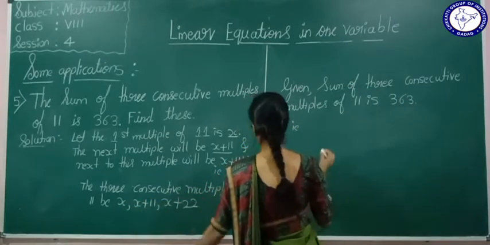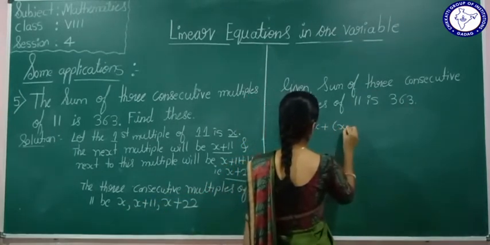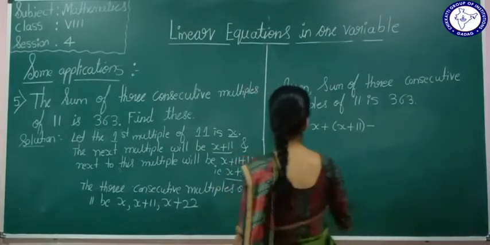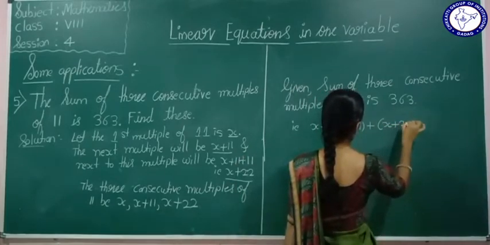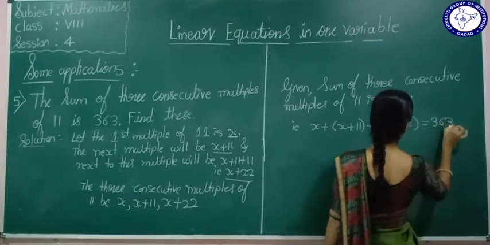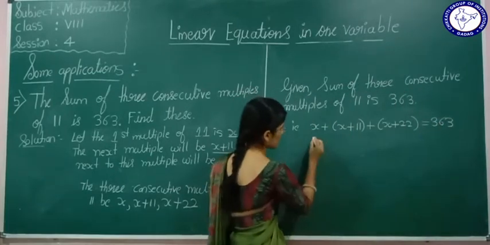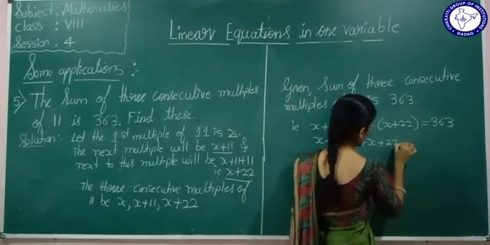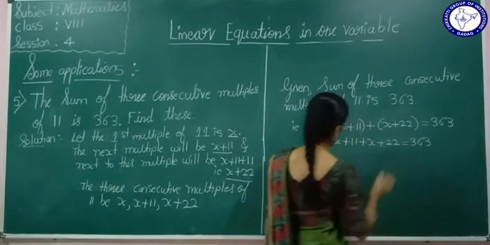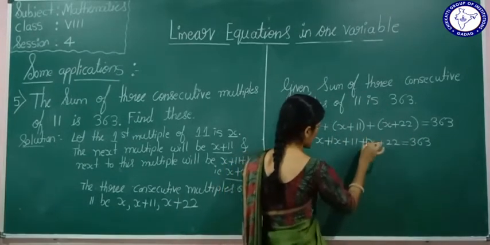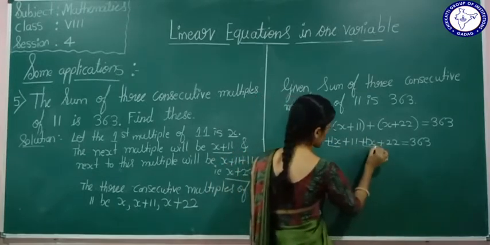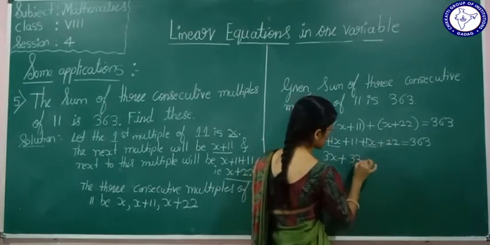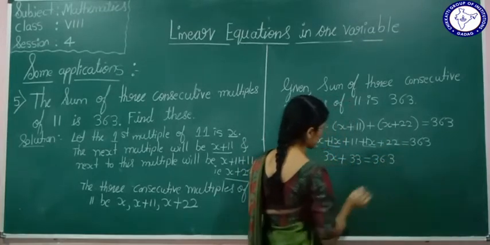We will do the addition of the three consecutive numbers: x plus (x plus 11) plus (x plus 22) is equal to 363. So what will it become? x plus x plus 11, we simply remove the bracket. Now see, like terms can be added in algebra, yes or no? 1x plus 1x plus 1x is 3x, plus 11 plus 22 is 33, is equal to 363.